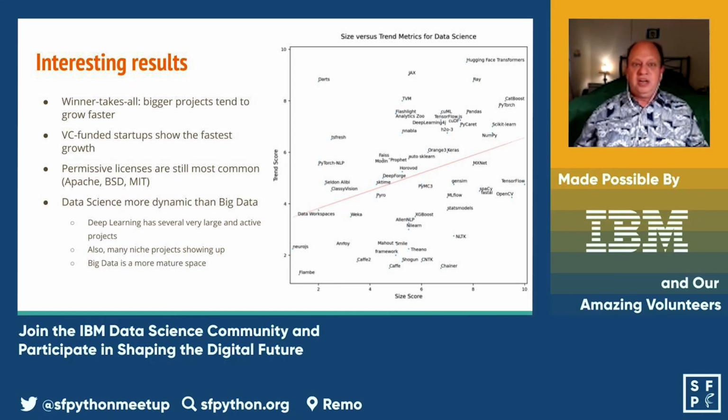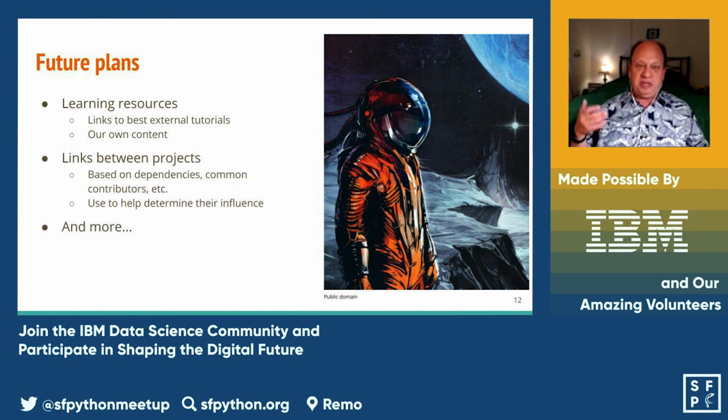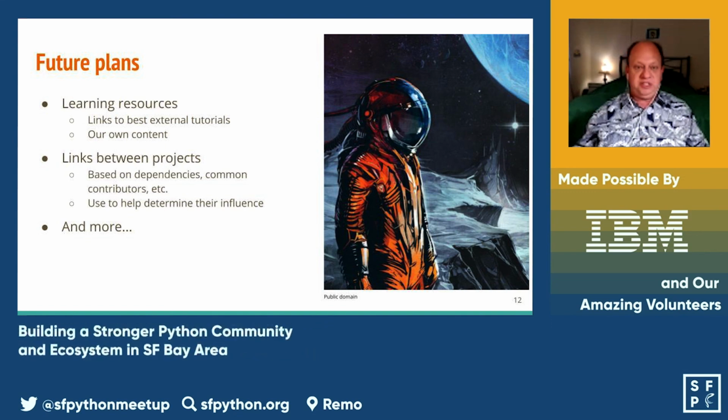Future plans: we're looking at maybe adding links to learning resources, trying to figure out what the best tutorials are for different projects, so you don't have to go through a bunch to figure out which are the best. We'd link to some of those, and maybe create some of our own content. We're also looking at exploring the relationships between projects based on contributors and things like that. Ideally, I'd like to have a page rank for projects where we use their ecosystems to say which projects are the most influential. So anyway, that's it.